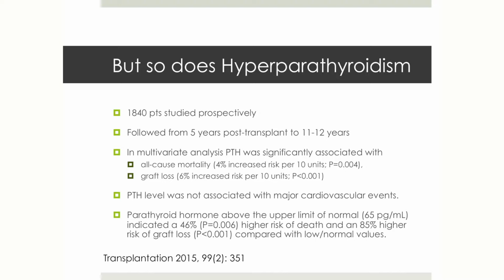The PTH level, interestingly, was not associated with major cardiovascular events, although it was associated with mortality. And parathyroid hormone above the upper limit of normal indicated a 46% higher risk of death and an 85% risk of graft loss. So it looked like it was something other than major cardiovascular events that was driving mortality, but the authors did not comment on what specifically that was.